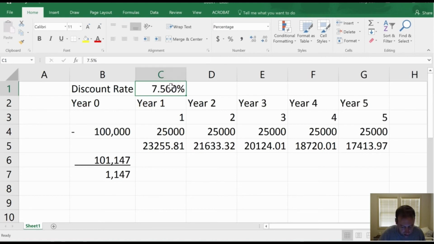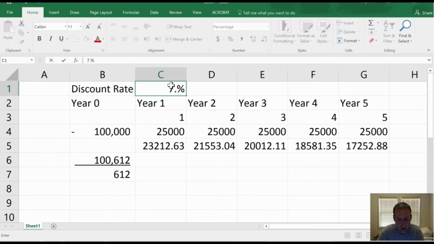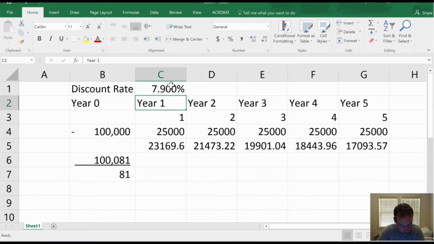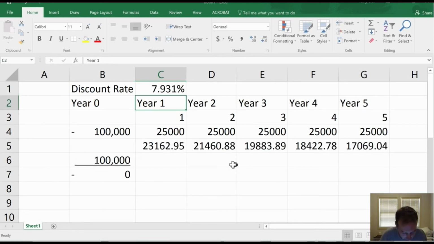Oops, let me give some more decimals. Let's try 7.7%, 7.8%. No, still not there. 7.9%, getting close. And then it would be like 7.91%. 7.92%. I want to get it right to 0. 7.93%. Okay, I'm feeling like I'm close enough. 7.931%. Okay, there's a 0. Beautiful. 7.931%. That is my discount rate.